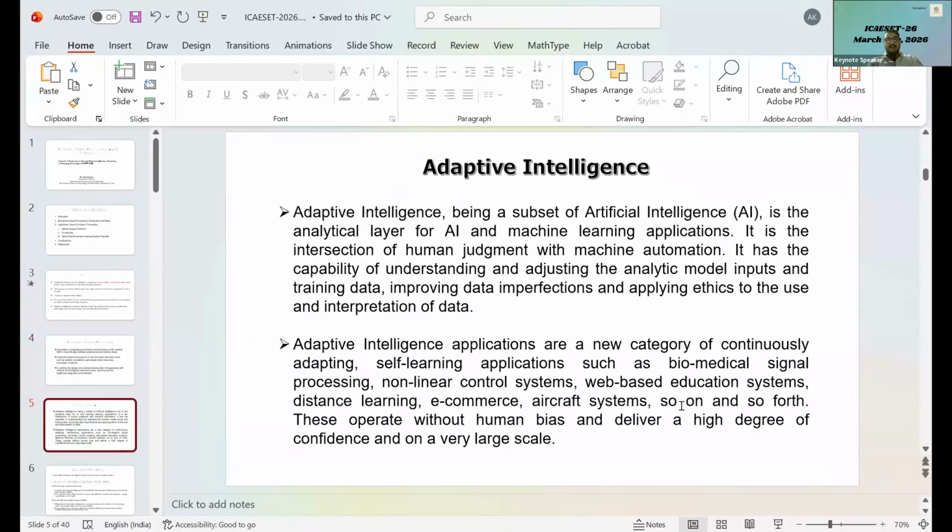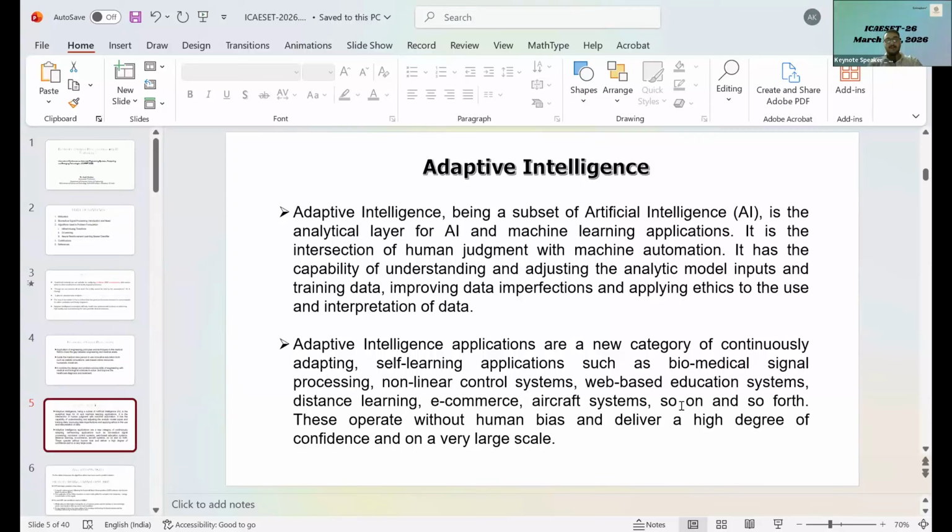But what are adaptive intelligence techniques? It is a subpart of artificial intelligence. It is the layer of AI and machine learning applications that intersects human judgment with machine automation. It has the capability to understand and adjust the analytical model input based on the training data, improve imperfections, and apply ethics to the use and interpretation of the data. Adaptive analysis applications for a new category are self-learning applications.